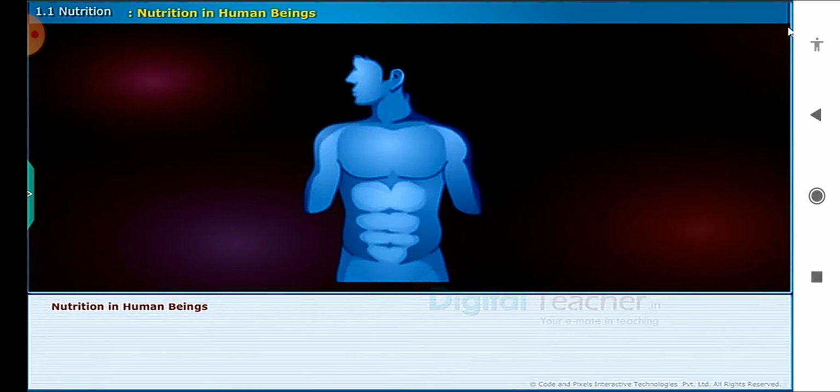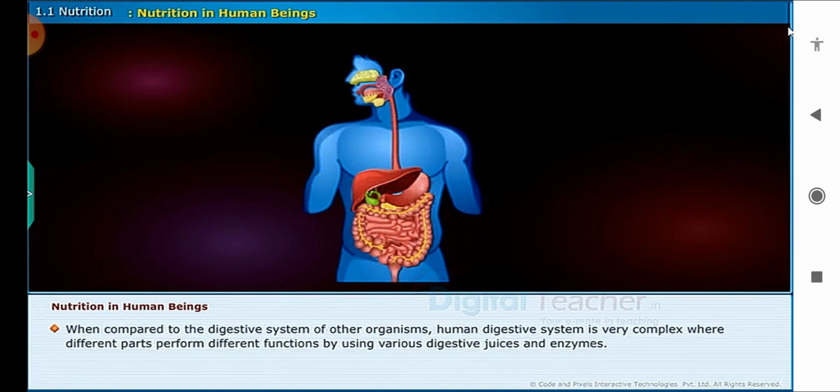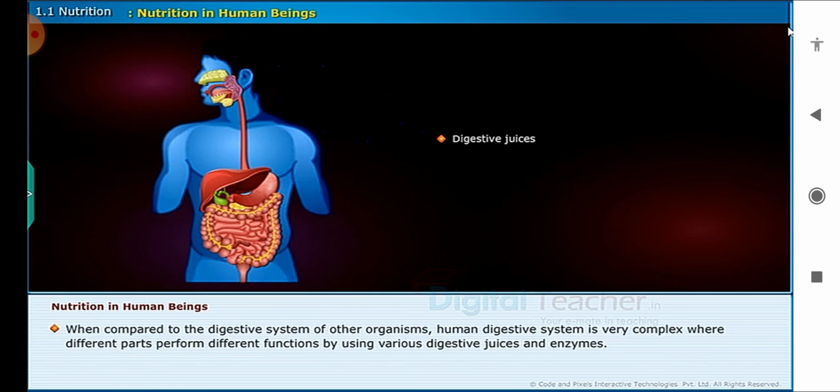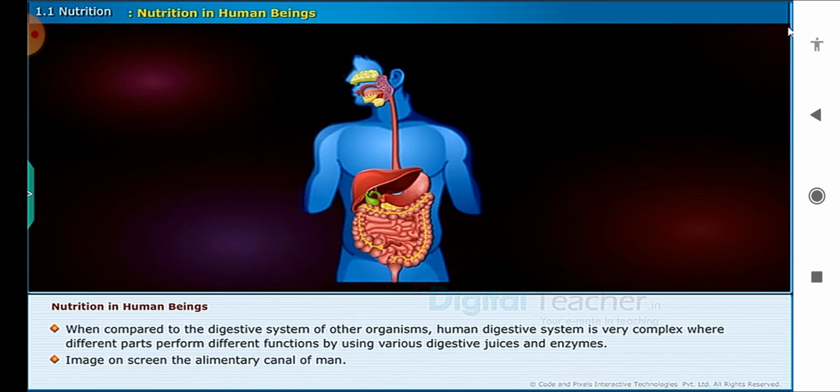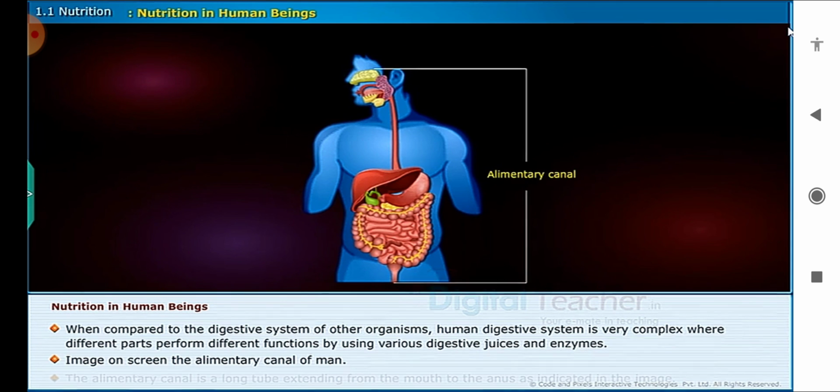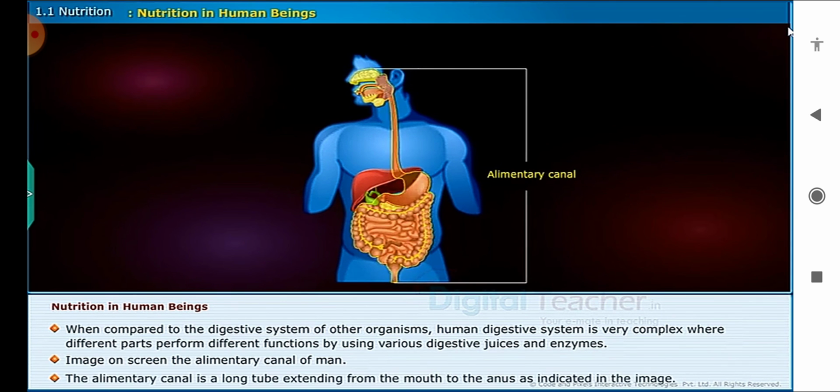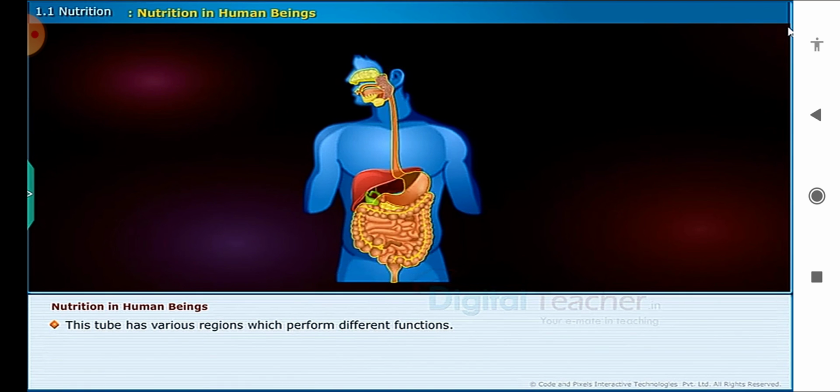Now, let us learn about nutrition in human beings. When compared to the digestive system of other organisms, the human digestive system is very complex, where different parts perform different functions by using various digestive juices and enzymes. The image on the screen shows the alimentary canal of man. The alimentary canal is a long tube extending from the mouth to the anus, as indicated in the image. This tube has various regions which perform different functions.